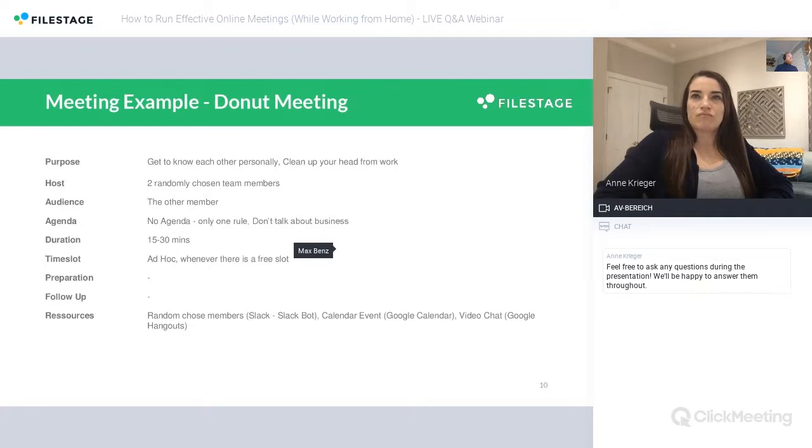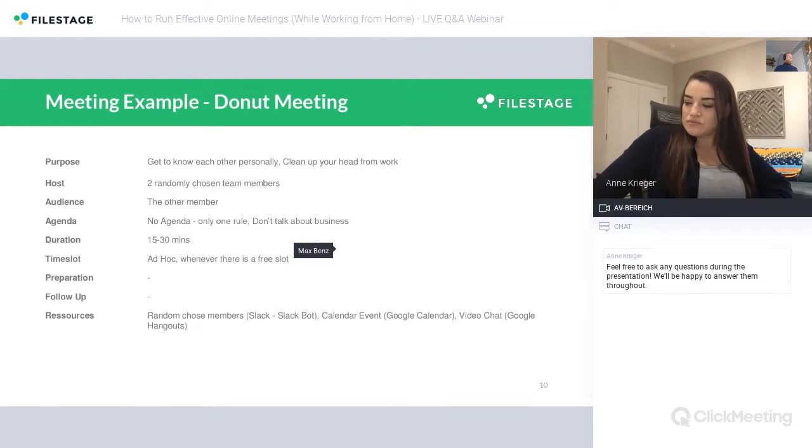So another example is the donut meeting. That's one of these social meetings in which you maybe don't want to be that strict with the agenda and everything. So the purpose is to get to know each other personally, clean up your head from work. Basically, we're randomly choosing 2 team members. The audience is just the other member. There's no agenda, only one rule: don't talk about the business. Not because people shouldn't talk about our business, but because they should talk about personal things.